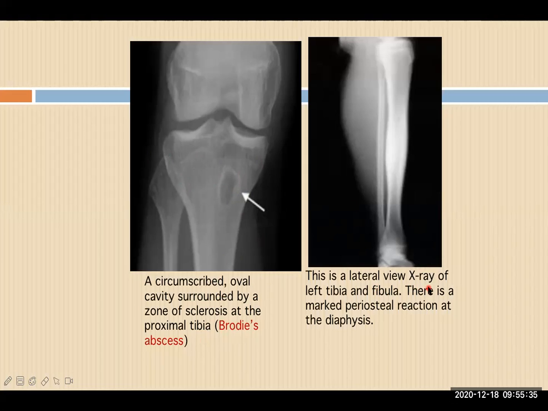This is a lateral view X-ray of the left tibia and fibula. There is a marked periosteal reaction at the diaphysis. Let's look at this area now, exactly at this side. See how thick it is. It looks a bit irregular also. So this probably is the normal appearance of the tibia, and here it's swollen, meaning excessive bone has formed. And why do I know this is bone? See how dense it is in the X-ray. It looks very dense. So this is new bone formation here.